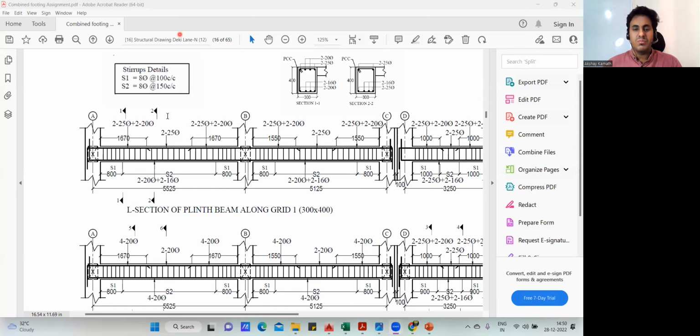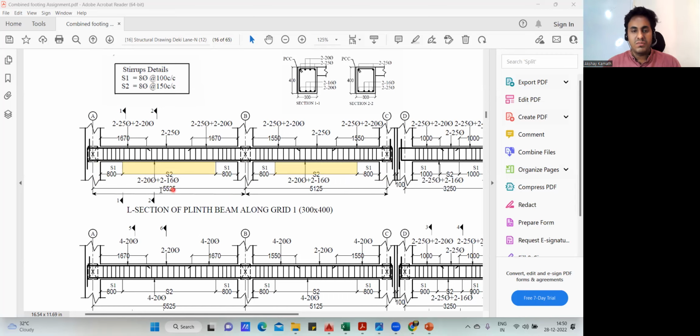So what we'll do? Very simple. I know this length, center to center. This is how much? 5525. Again, this also I know, 5125. So first I'll take the center to center distance, and from here I'll deduct this column, from here I'll deduct the full column, from here I'll deduct the column. In this way, I'll get the clear span. And from there, I'll deduct 800 from the left side, 800 from the right side. If I do, I'll get the center.